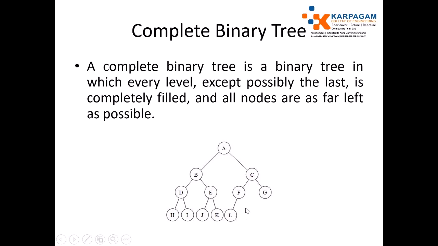In the last level, some of the nodes may not be filled. For example, F contains a left child but does not possess a right child. The last level may not have some children, but in other levels every node possesses exactly 2 children. For example, A exactly possesses 2 children B and C, B has exactly 2 children D and E, and C has exactly 2 children F and G. This is called a complete binary tree. This is different from a full binary tree.